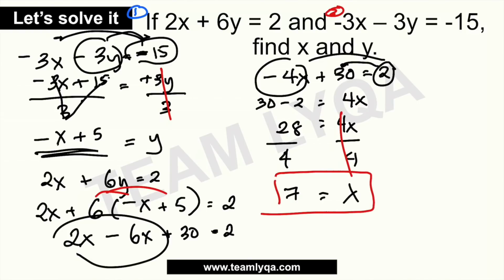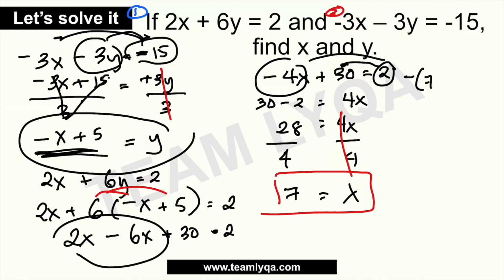At para makuha ko naman yung y, isa-solve ko lang ito. So, isa-substitute ko siya dyan. Ang mangyayari, this will be negative x or negative 7 plus 5 is equal to y. So, y is equal to negative 7 plus 5 or y is equal to negative 2. Yan yung dalawang nakuha natin.